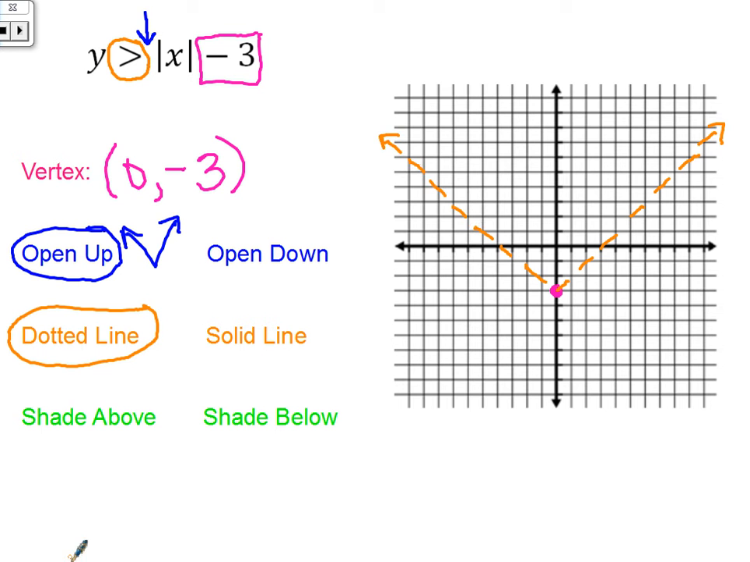And lastly, determine whether or not you're going to shade above the graph or below the graph. Our y values need to be greater than this quantity, so that would imply we are going to shade above our line that we had drawn. So we're going to shade above.